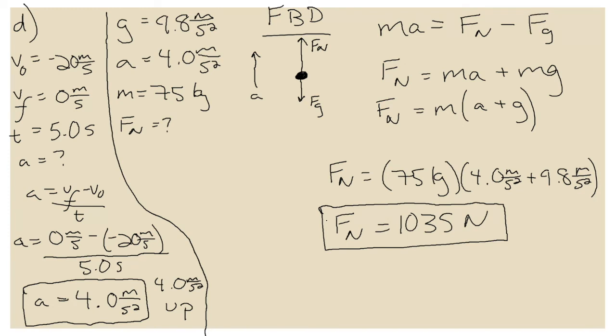So as we see, when the elevator accelerates up, because the net force is up, the upward force, the normal force, has to be bigger than the gravitational force. And that's it for this problem.